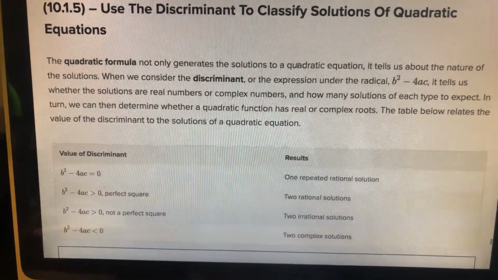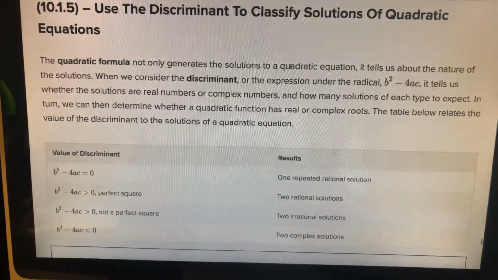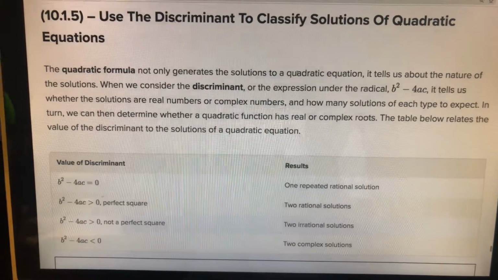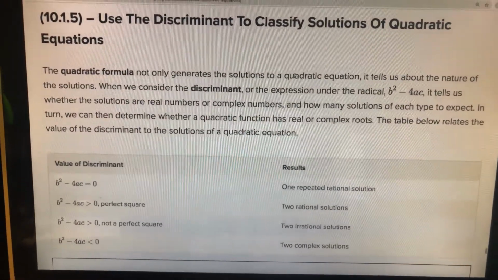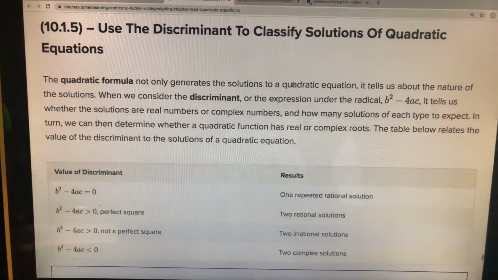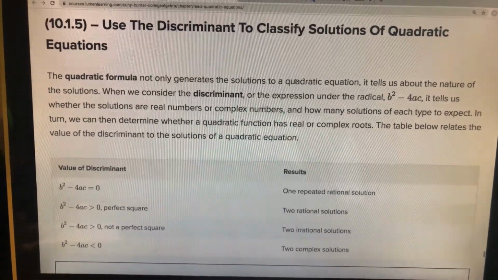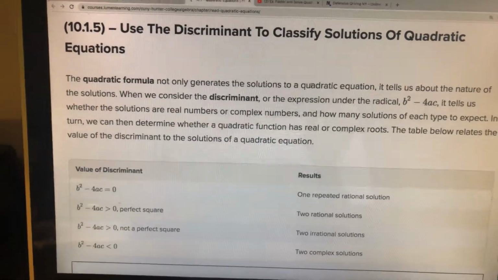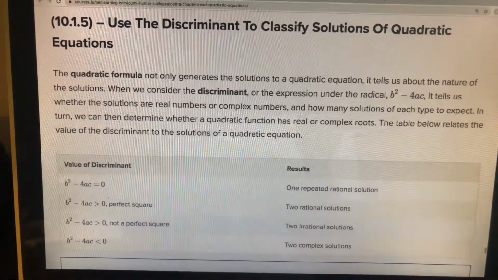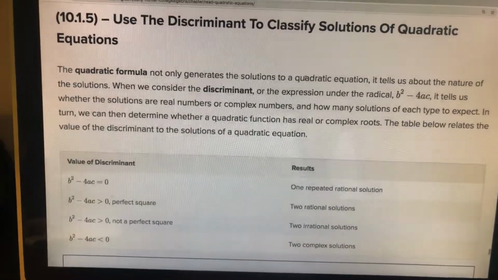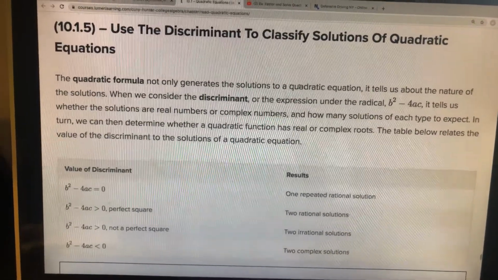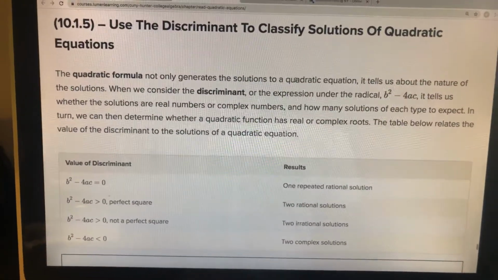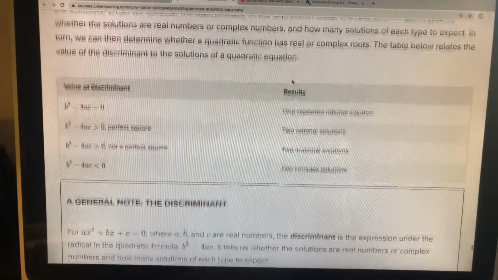If b squared minus 4ac is equal to 0, we have one repeated rational solution. If b squared minus 4ac is greater than 0 and is also a perfect square, we have two rational solutions. If b squared minus 4ac is greater than 0 but not a perfect square, we have two irrational solutions. If b squared minus 4ac is less than 0, we have two complex solutions. That is, we have no real roots, right? And so you can read the rest of it on Lumen Home.